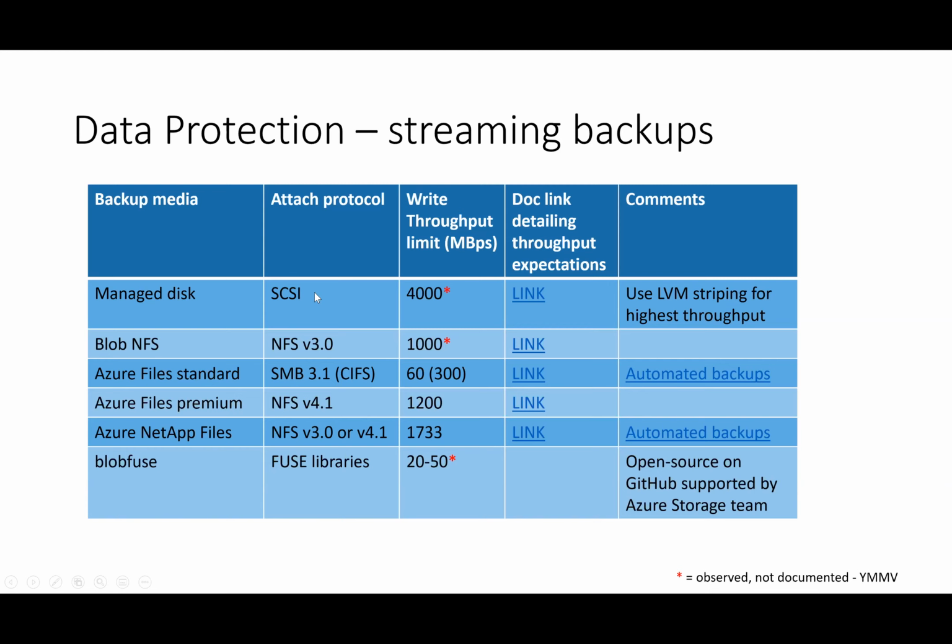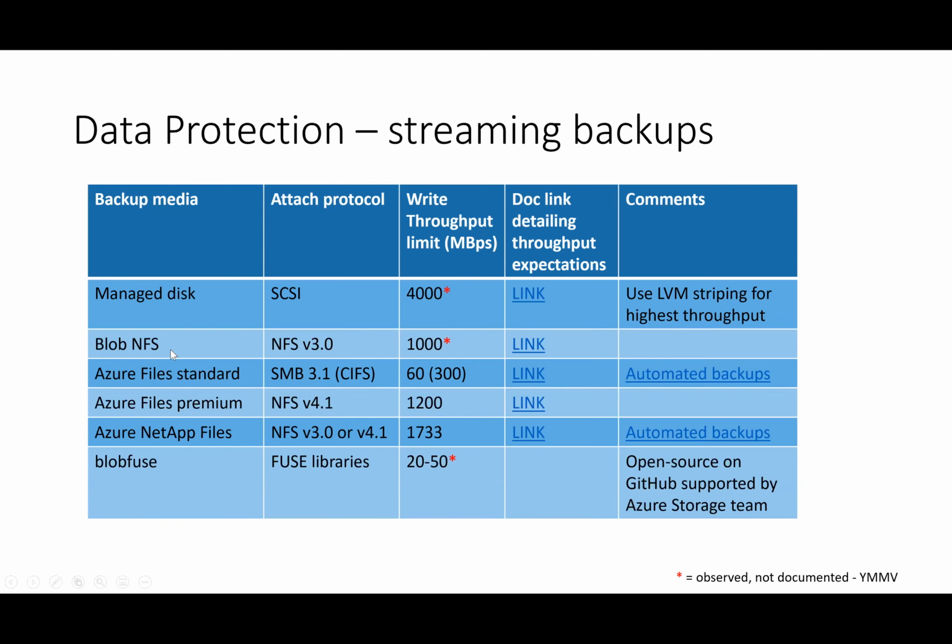So anyway, one of the characteristics of managed disk is it attaches using SCSI. It can handle up to 4,000 megabytes per second of throughput. I've got a link here. When you get the slides, I've got a link to the documentation detailing the performance characteristics of managed disk. And I also recommend too, if you're trying to optimize performance, use LVM striping. An individual managed disk might have upwards of 4,000 megabytes per second. Striping multiple managed disks together creates a logical volume with even higher throughput.